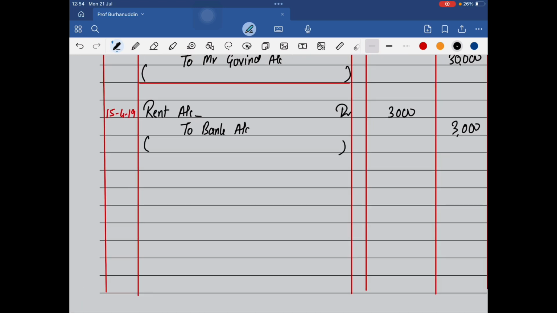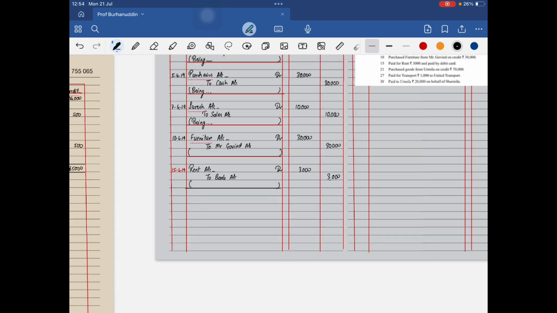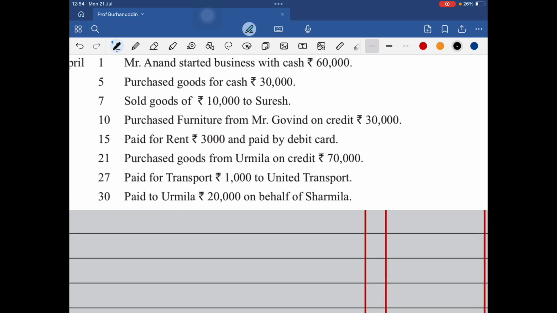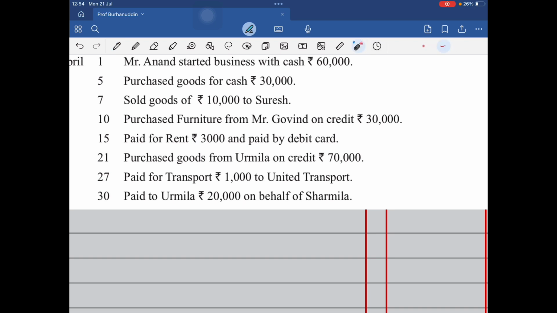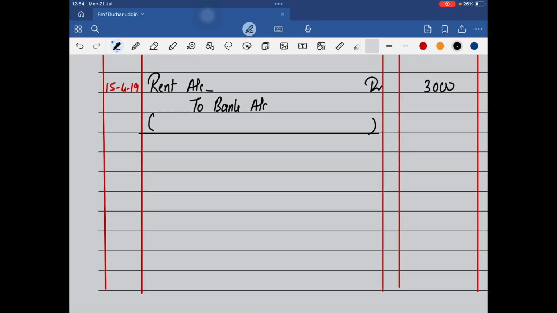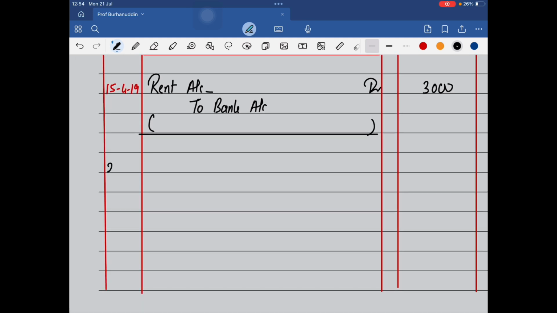Narration, you know, beta, what you need to write. 21st, purchased goods from Urmila on credit. Sir, again, this becomes very easy. Now the purchase will be debited, Urmila will be credited, amount is going to be 70,000, the date is 21st. Easy.